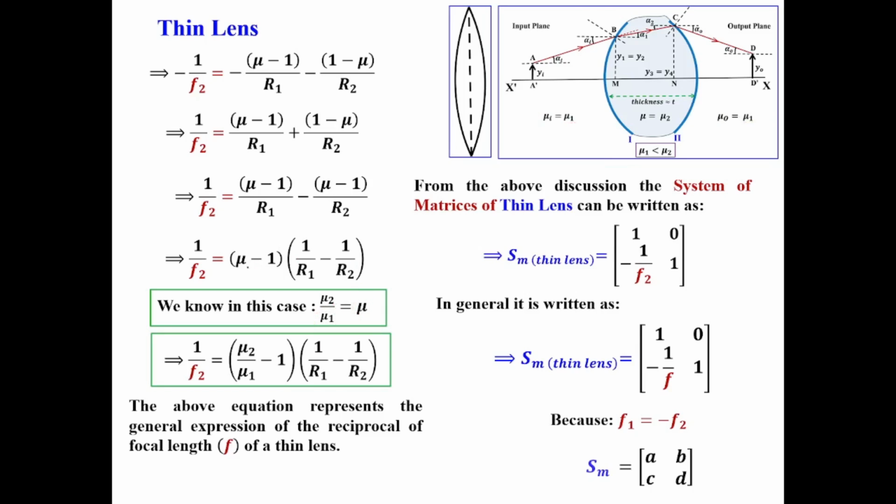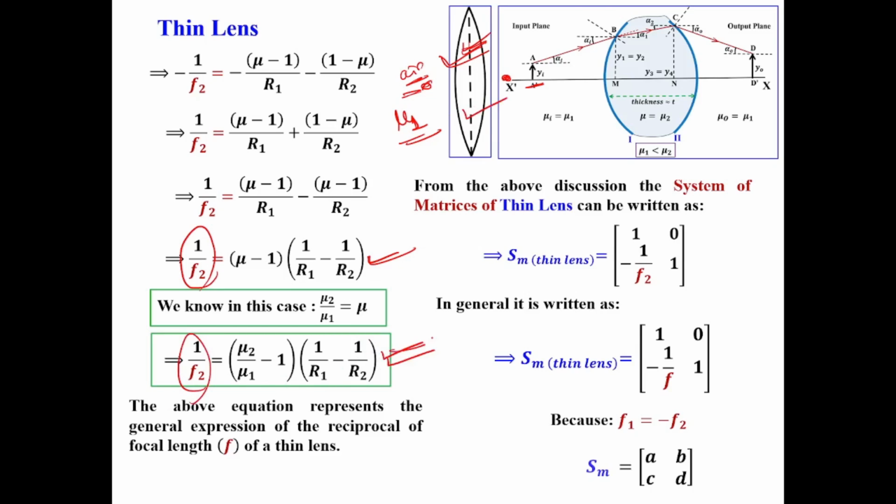So here instead of mu, if we are going to write in general format, then we can write 1 by f2 will be equal to, instead of mu we can write mu2 by mu1 minus 1 into 1 by r1 minus 1 by r2. So this expression represents the reciprocal of focal length of a thin lens when the left side and right side of this optical system or thin lens belong to air medium. If this side and this side do not belong to air medium and have the refractive index mu1, then the reciprocal of focal length of this thin lens will be written this way.